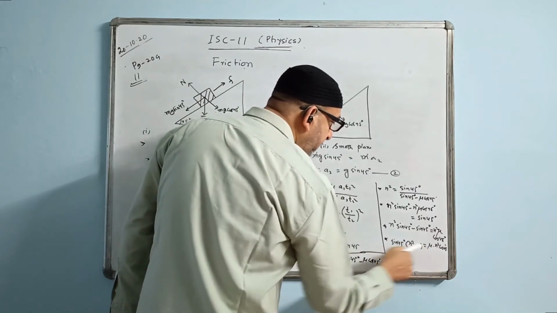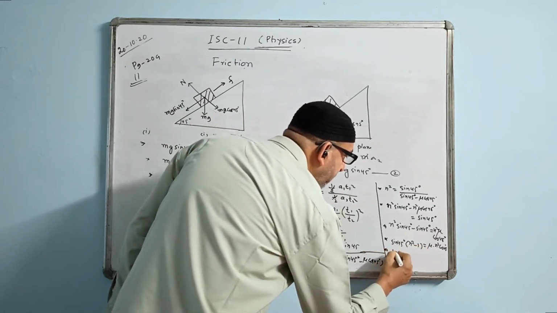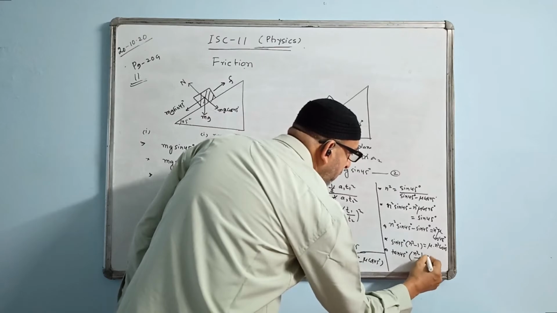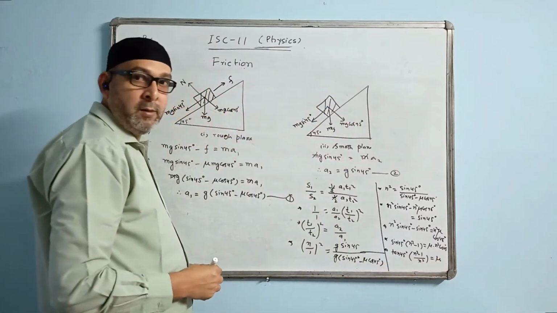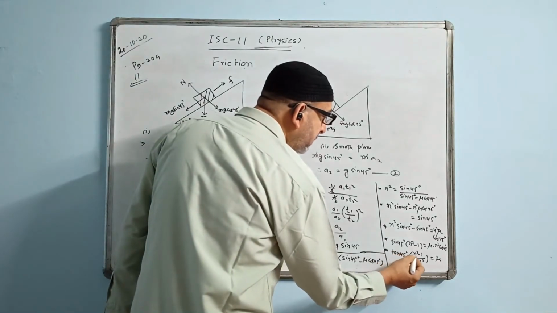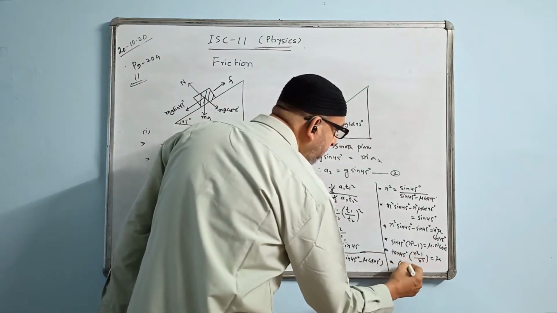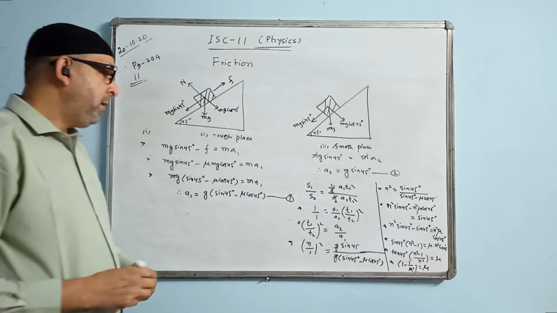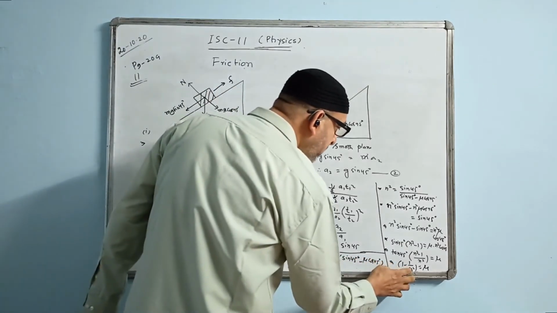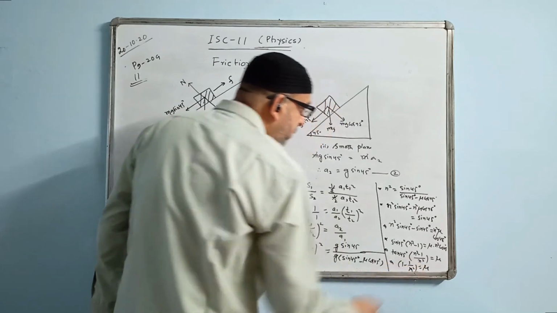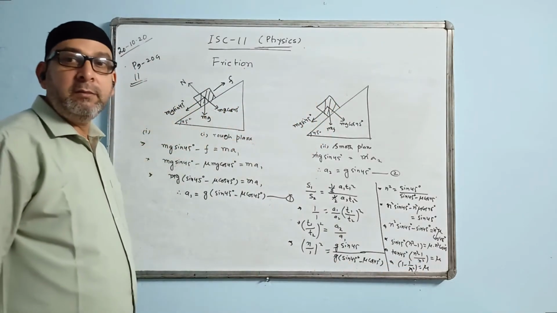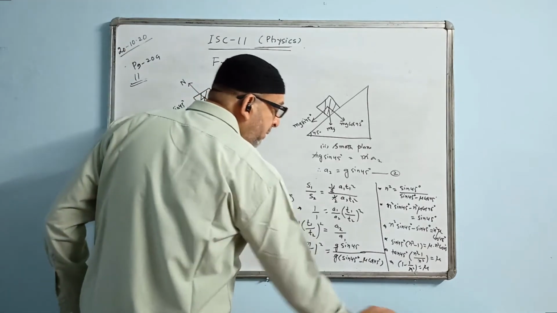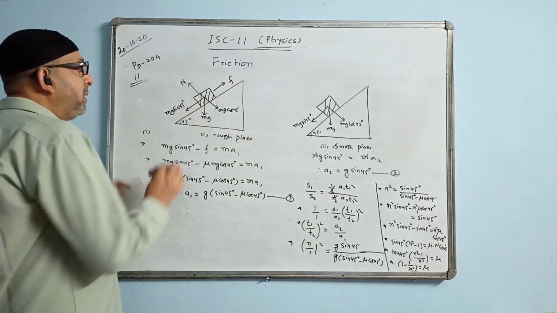Sine 45 and cos 45 will become tan 45. This n square minus 1 by n square will come down as the value of mu. Tan 45 is 1. Here you can separate it, so it becomes 1 minus 1 by n square, which is the value of mu. That is the answer given in the book also. That is the solution. This question was slightly difficult and it may carry 5 marks.